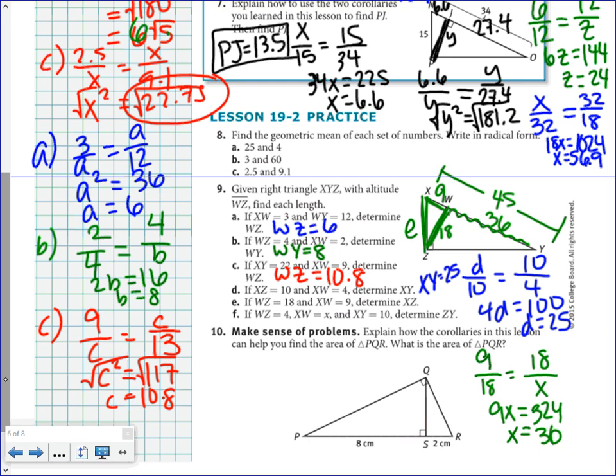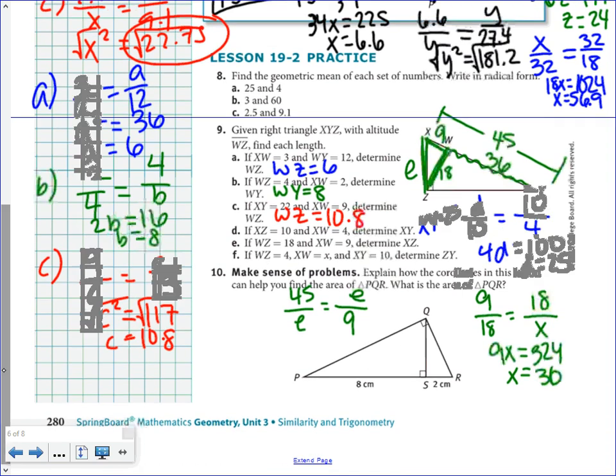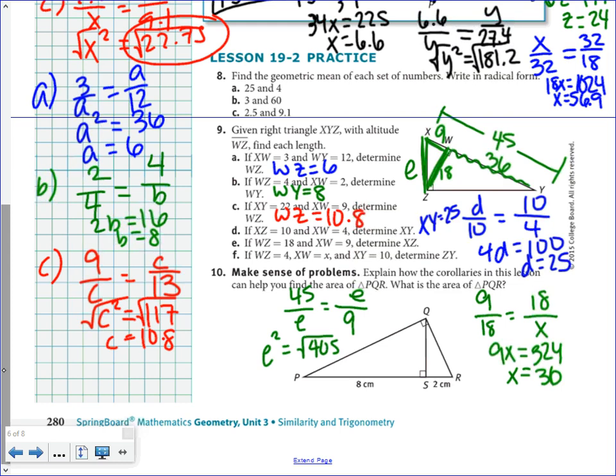And I can say E is my geometric mean between the whole hypotenuse and the part of the hypotenuse next to the E, adjacent to the E. And so then when I cross multiply, I have E squared equals 405, and then take the square root to get that E is 20.1. And so XZ would be 20.1 here.